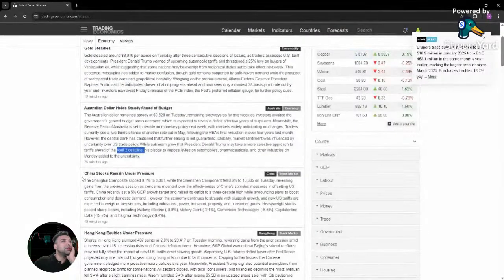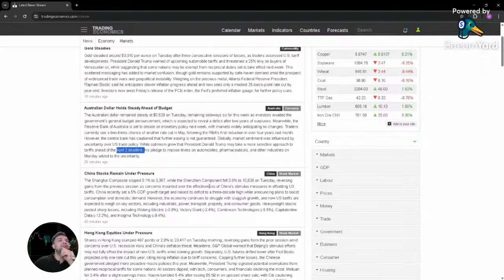So for Chinese stocks, the Shanghai Composite slipped 0.1% to 3367, while Shenzhen's component fell 0.6% on Tuesday, reversing gains from the previous session as concern mounted over the effectiveness of China's stimulus measures in offsetting US tariffs.